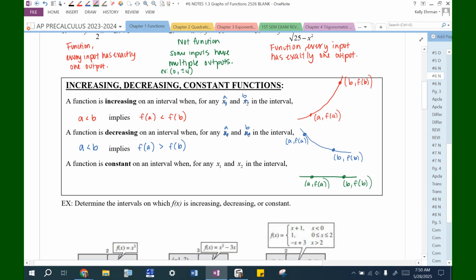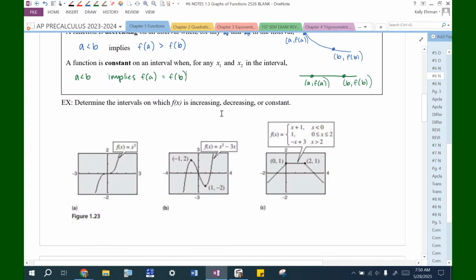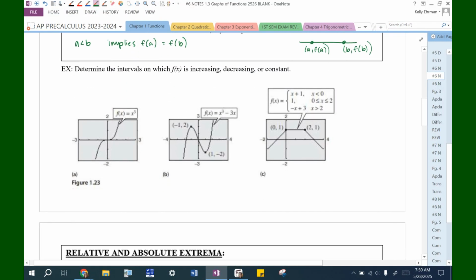And if you have a constant function, where still a is to the left of b, it's a constant function as long as f of a is equal to f of b. They're on the same exact level. Now, I point this out just because these are our official AP definitions of increasing, decreasing, and constant. We may just have to identify sections of a graph that are increasing, decreasing, or constant. So let's go ahead and look at these.